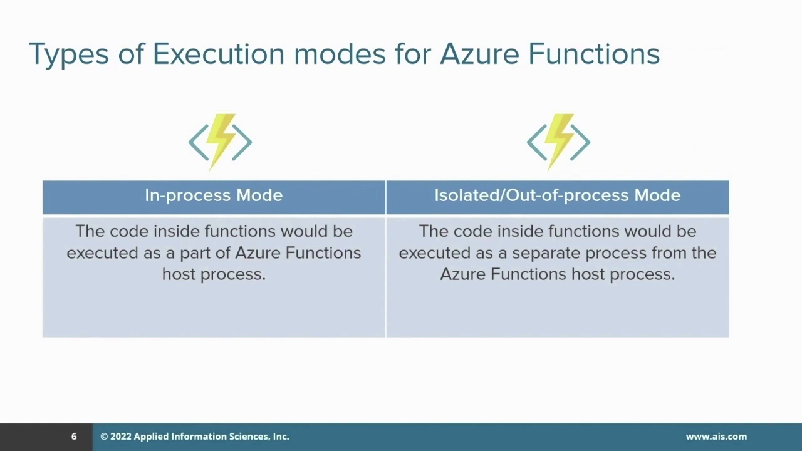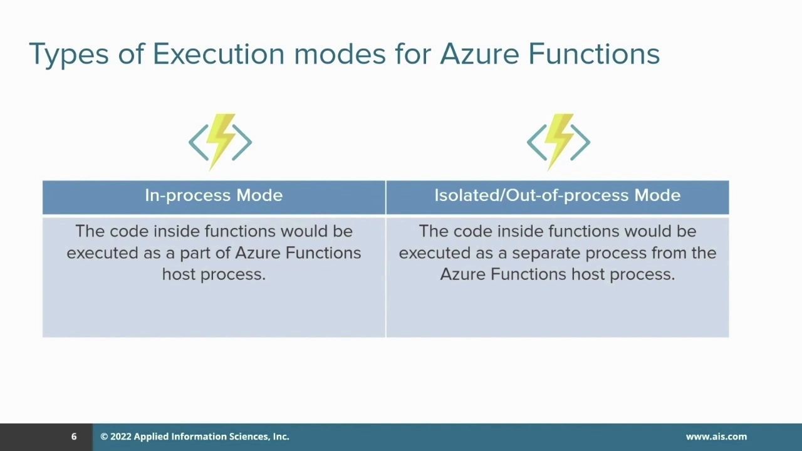Now, let's talk about the types of execution modes for Azure Functions. Azure Functions can be executed in two different modes of execution: in process and out of process. Execution mode basically decides whether our logic written inside the functions would execute as a part of same host process or as a separate isolated process.